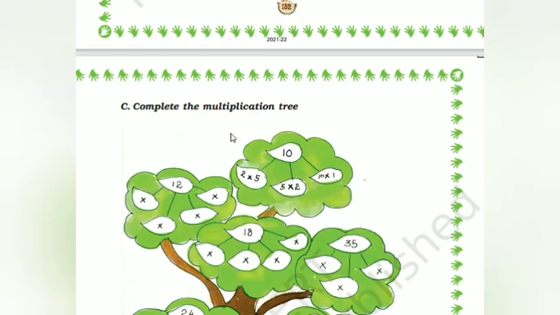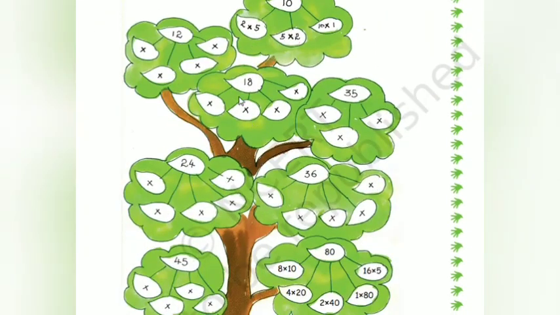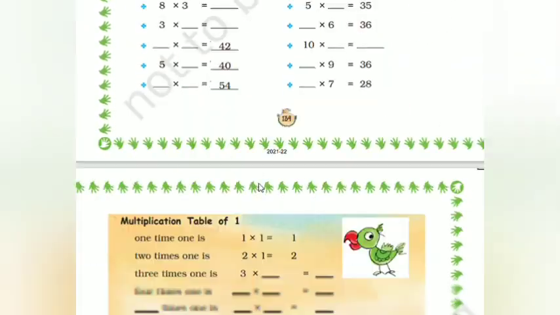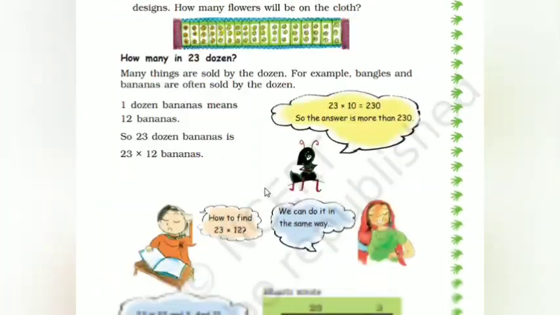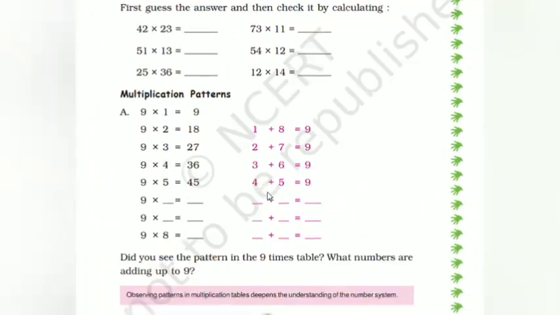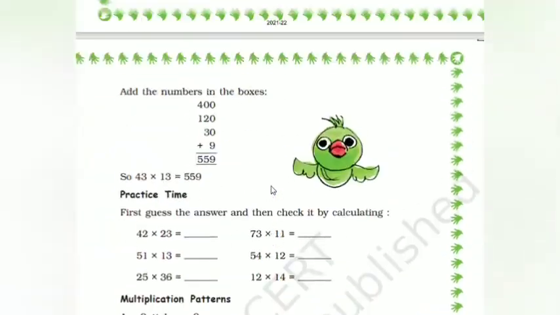Then next, complete the multiplication tree. So here it is also a multiplication tree. We have to complete this figure. Okay. What is given here?